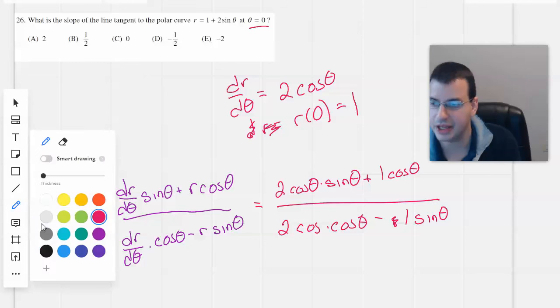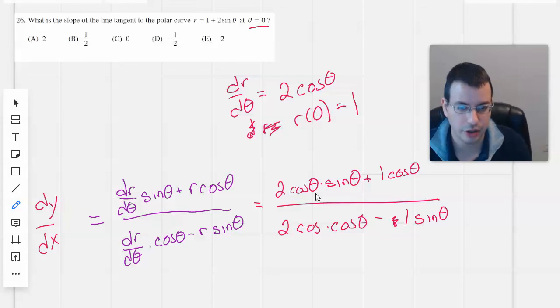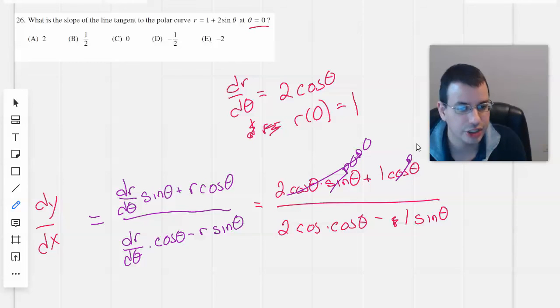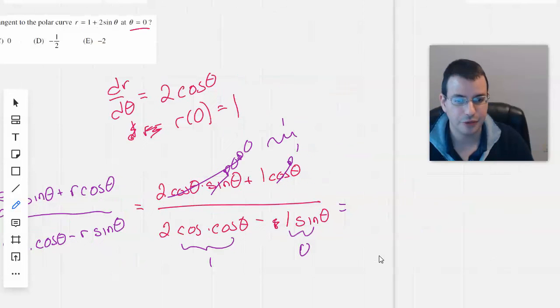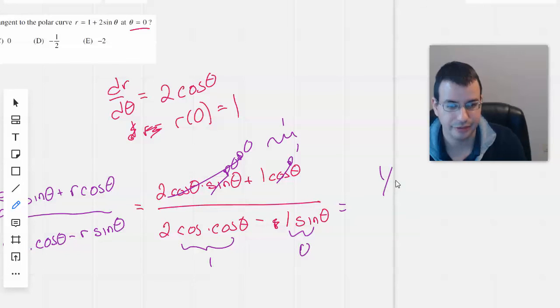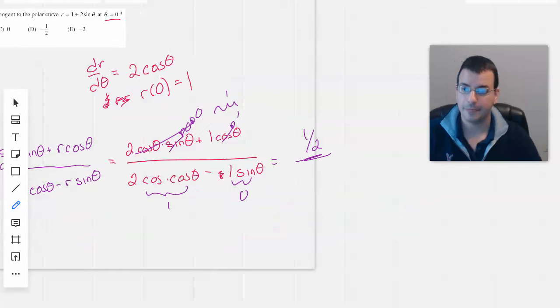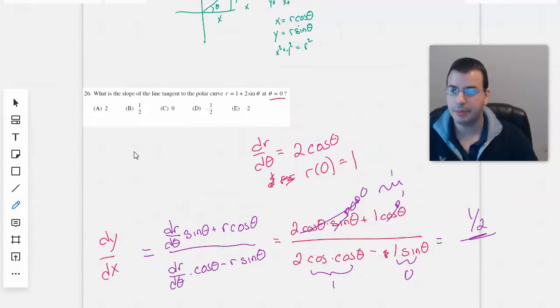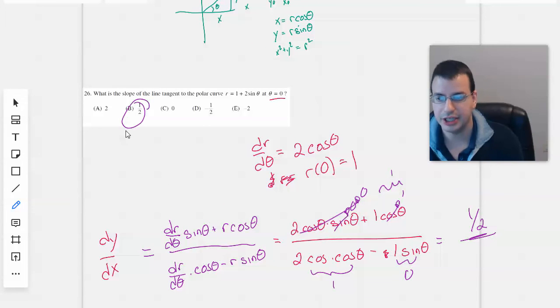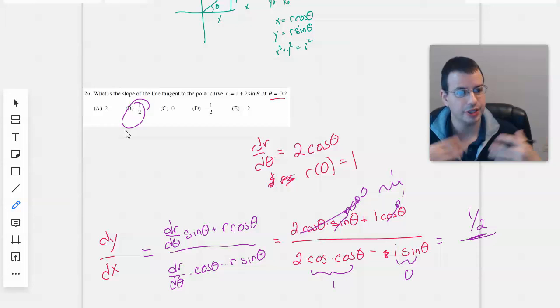Now we're given theta equals 0 here, so that is 0, so this whole part there is 0. This is 1, so this whole part here is 1. These are both 1, and this one is 0. And we're left with 1/2. Okay, which is a possible answer and is the answer. So the answer for this one is 1/2.